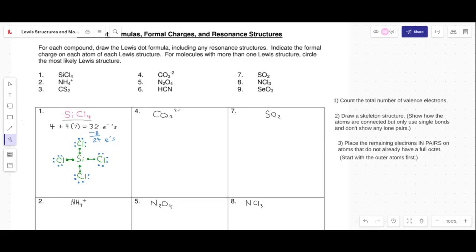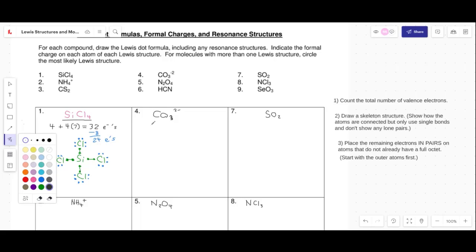Number 4 is going to present a little bit more challenge for us. So this is CO3 with a 2 minus charge, and it looks like I actually mislabeled that. I'm going to go ahead and fix that. CO3, not CO2. 2 minus charge.